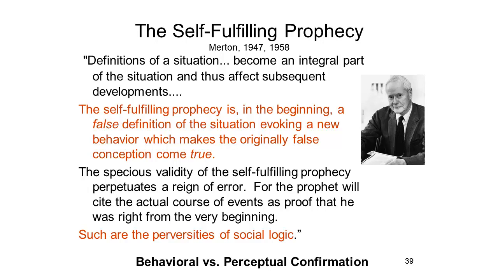But sometimes the target's behavior is ambiguous. In this case, the ambiguous behavior of the target is likely to be interpreted or perceived by the actor as confirming his expectancy. This is known as a perceptual confirmation effect.